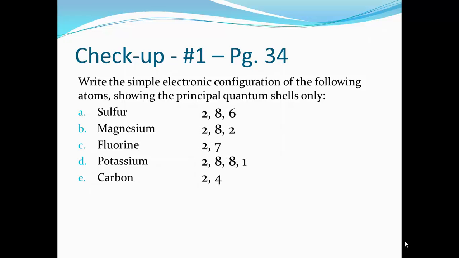So, here's a question. Write the simple electronic configuration of the following atoms. Sulfur is in the third row. It goes 2, 8, 6. Magnesium, same row as sulfur, 2, 8, 2. Fluorine has a full first shell and then 7 across, so it's 2, 7. Potassium would be 2, 8, 8, 1 because it's the start of the fourth row. And then carbon is in the second row and 4 over from lithium, so it's 2, 4. Remember, the number of electrons has to equal the atomic number if it's a neutral atom.